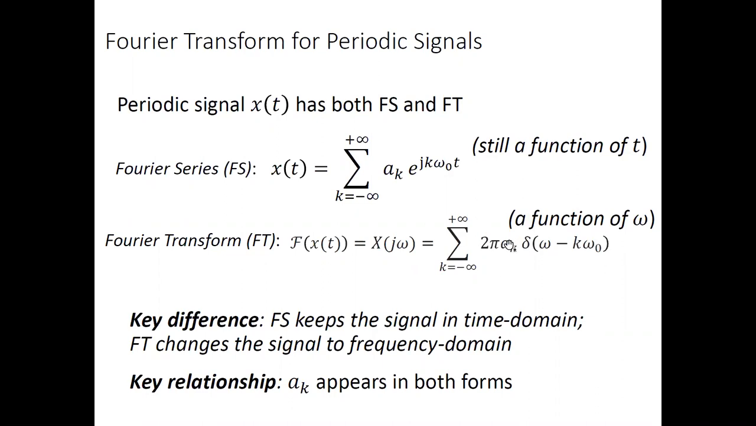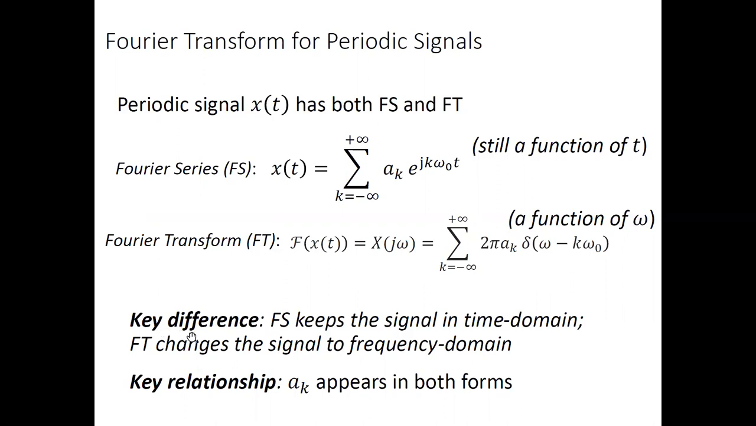Infinite sum, the coefficient a_k, we already calculated them. So a_k are constants that are known to us. Omega zero is the fundamental frequency of the signal, which is also a constant. And k, the integer index, does not affect the result because of the infinite sum. So the only variable that affects the result is the continuous frequency omega. That's why Fourier transform is a function of omega.